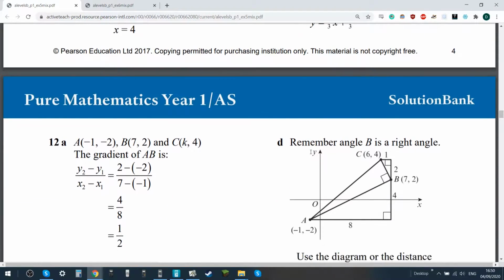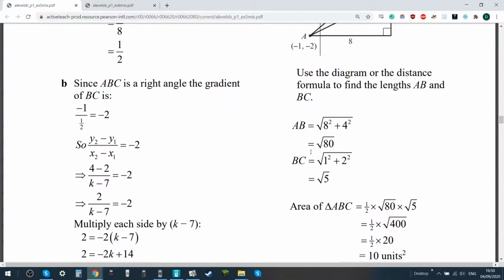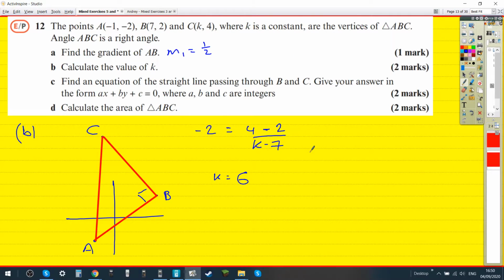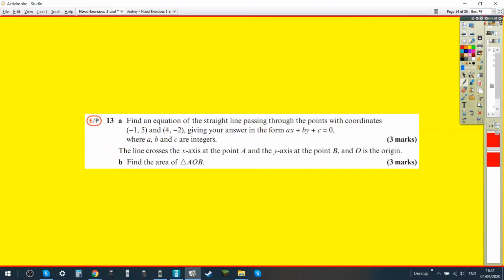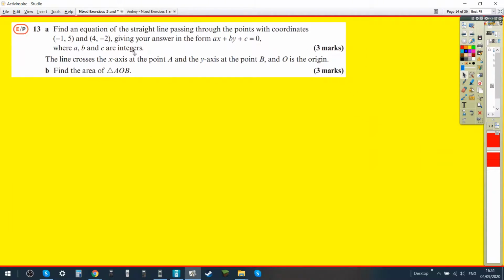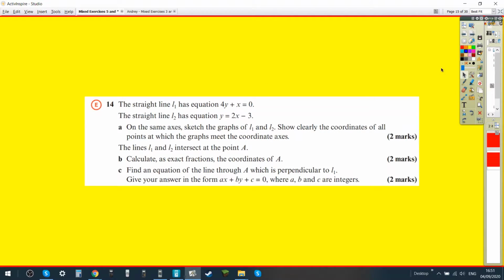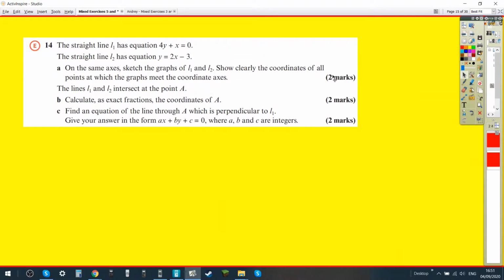What question is this? K is 6. Great. Straight line passing through B, C. And then calculate the area of this triangle. Big picture is if it is a right angle, then it's a perpendicular gradient. Yep, and sketching it really helps. Find an equation of a straight line passing through these, find where the line crosses, and the area. Sketch these. The exact fractions. Fine.